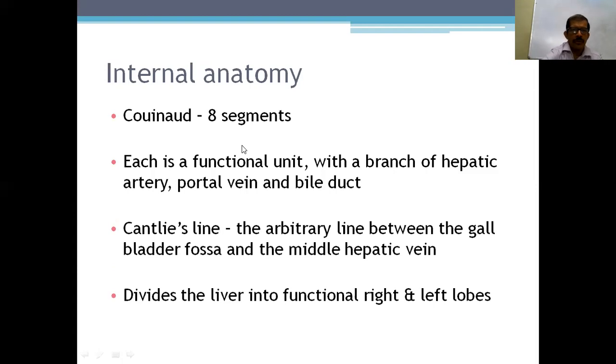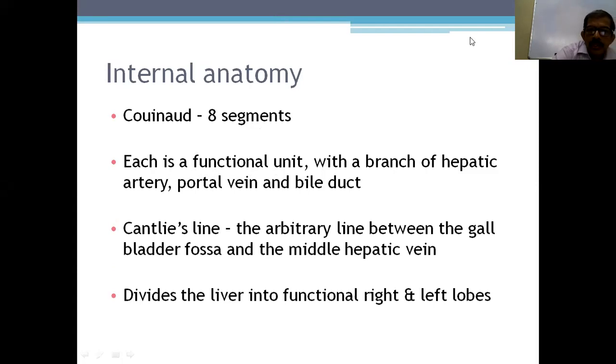Now this term is also very important, Couinaud. This Couinaud has divided the liver into 8 segments. And what is important is each is a functional unit. The other day I was telling you, liver needs minimum how many segments for survival? How many normal segments for survival? Liver?